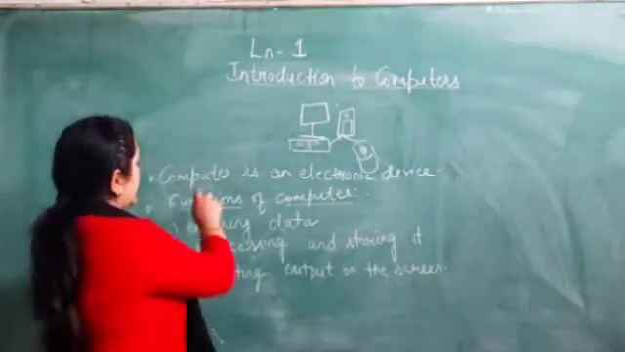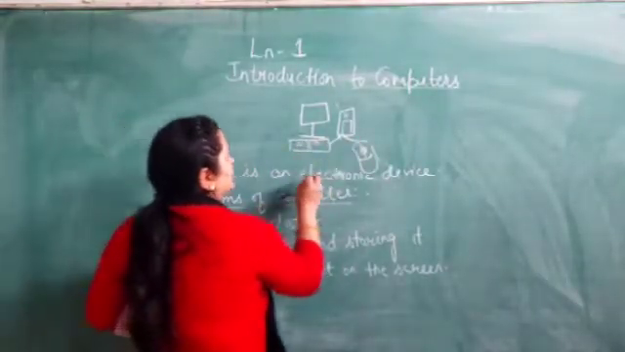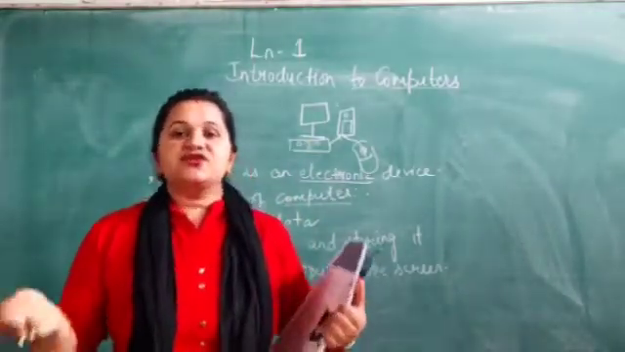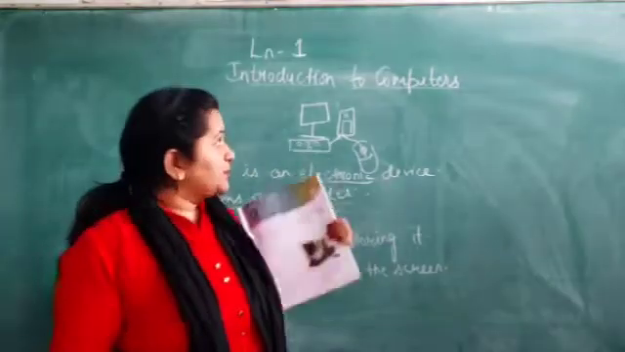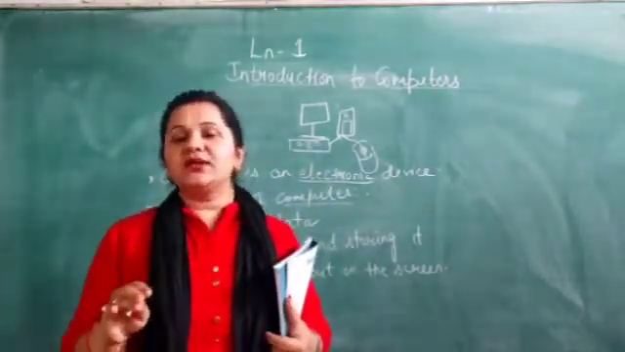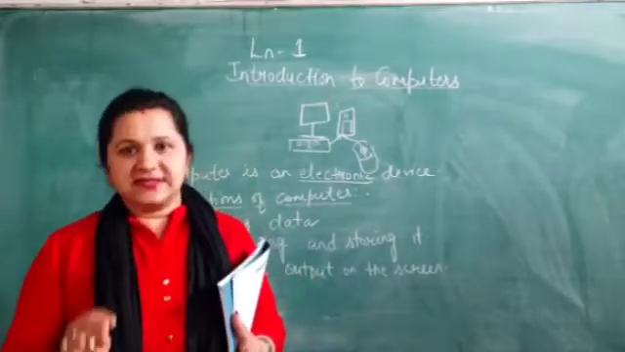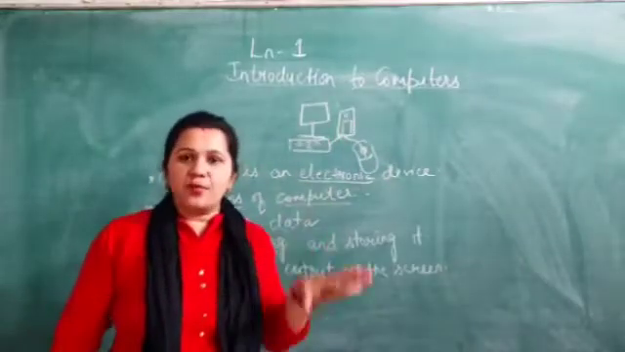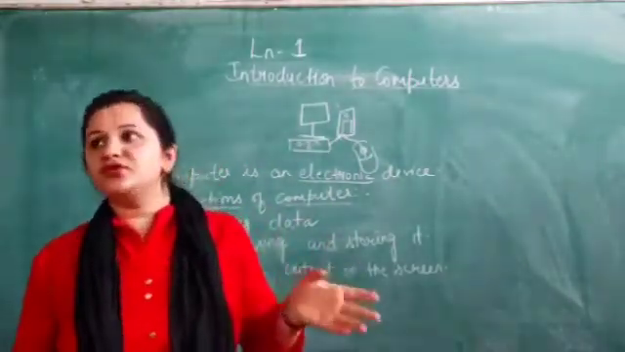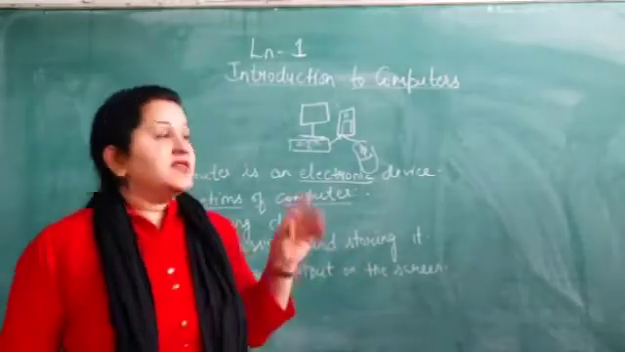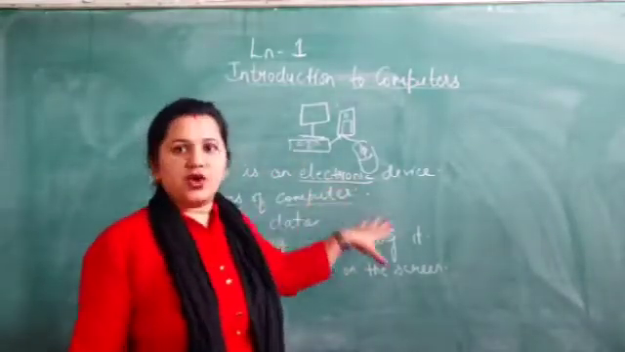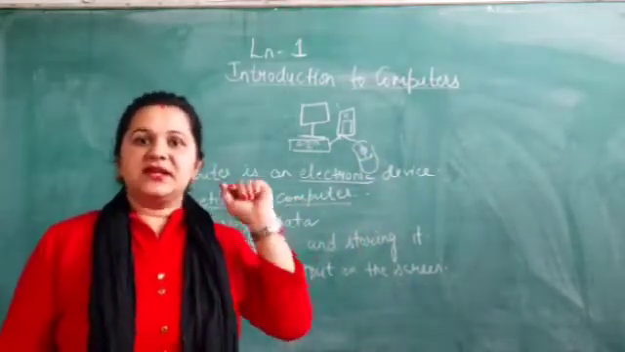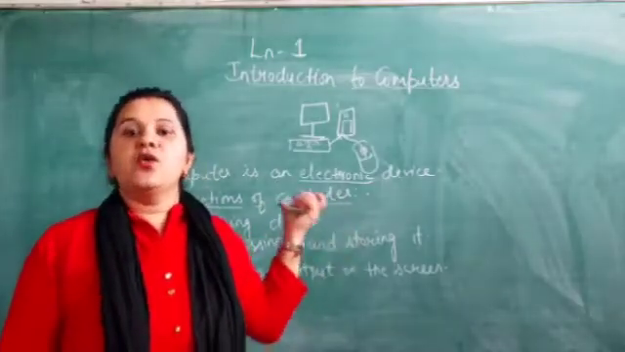Now children, computer is an electronic device. What do you understand by the term electronic? Electronic means electricity. The computer is a machine which works only with the help of electricity. We cannot make it work without electricity. If there is no power supply, your computer will not work. So that is why computer is called an electronic device. It is an electronic machine, because it works with the help of power.